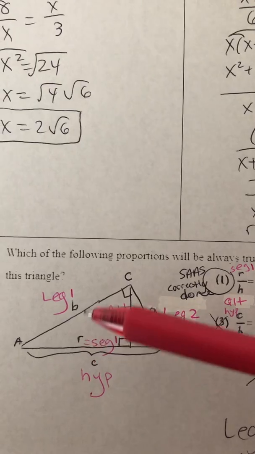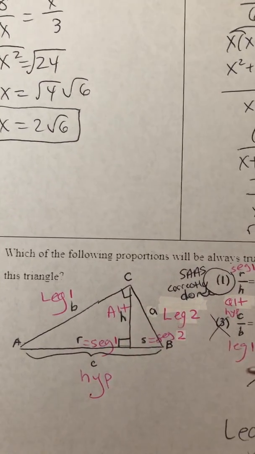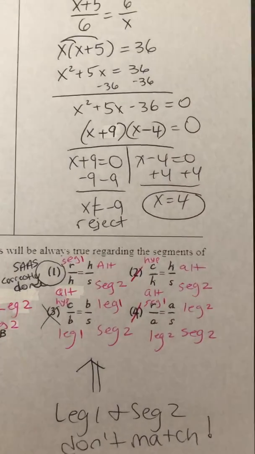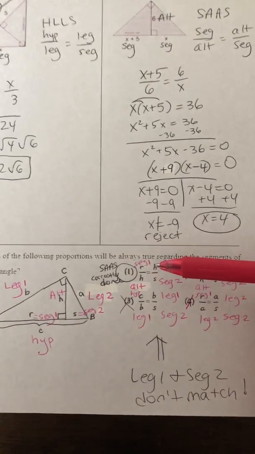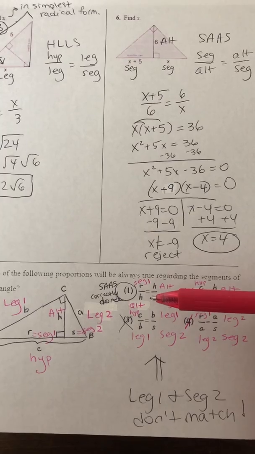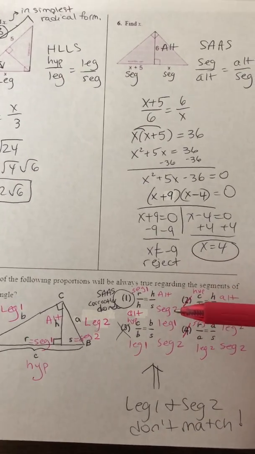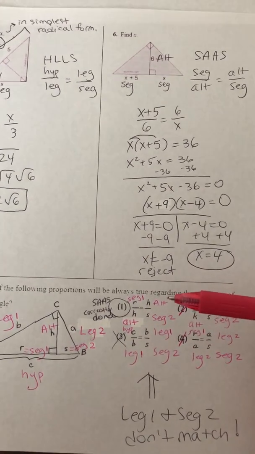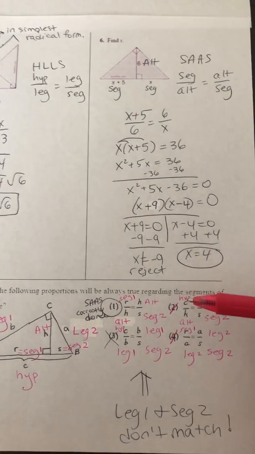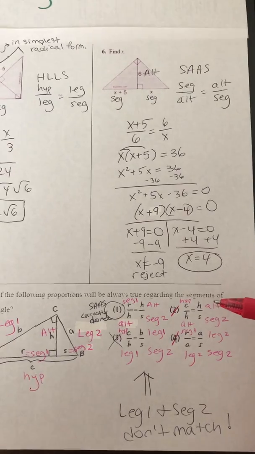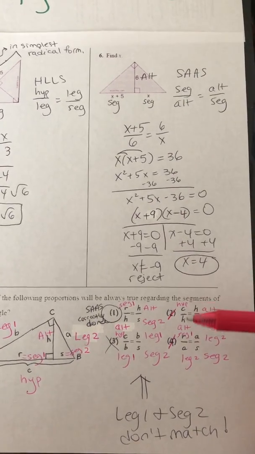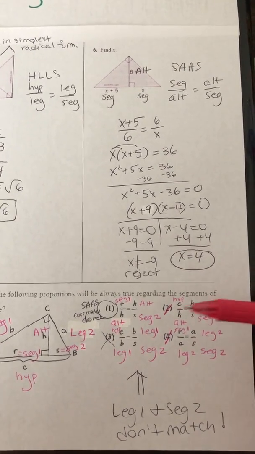Now that I know what all these letters they gave me mean for my diagram, I can go to the proportions and figure out which proportion is correct. R is segment 1. H is altitude again. S is segment 2. Now that looks like SAS. I'm pretty sure that's my answer, but let's check the rest of them. C is hypotenuse, H is altitude, S is segment 2. We don't have hypotenuse mixing with altitude, that's not right.